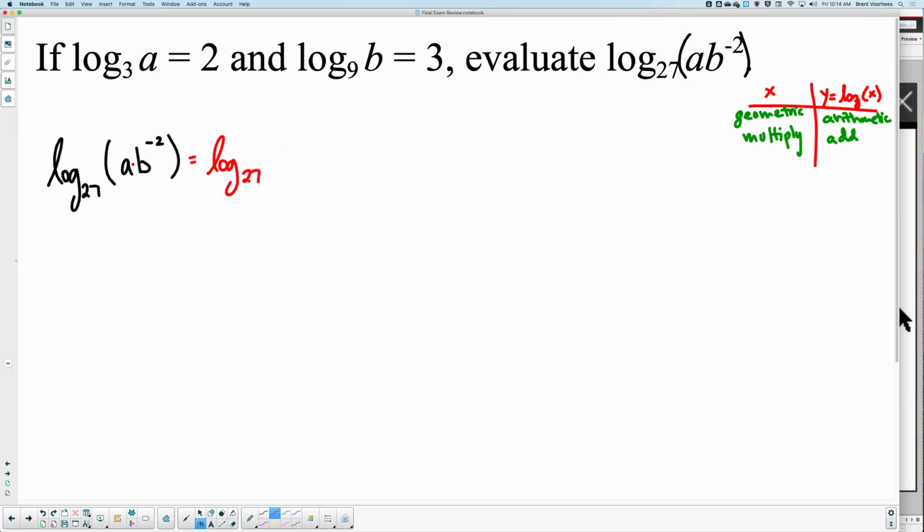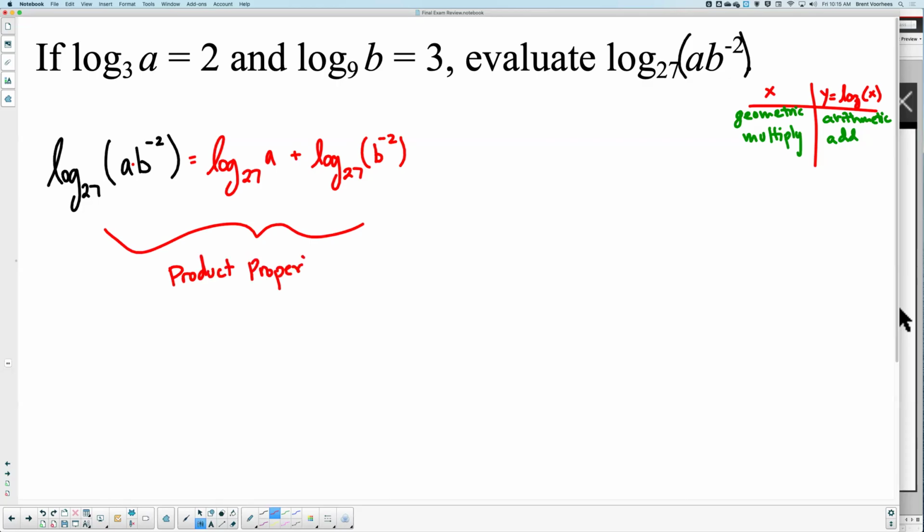Log base 27 of a plus log base 27 of b to the negative 2. That would need a parenthesis because that's more than one value. Okay, that is called the product property. That's what we did there, just so you can follow along with what I'm doing.